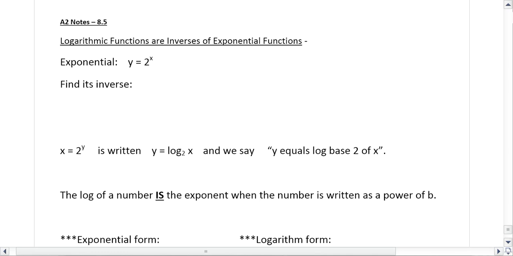This video is for Algebra 2, Chapter 8, Section 5. This begins our study of logarithms. Now, logarithms have many useful applications in math and science.